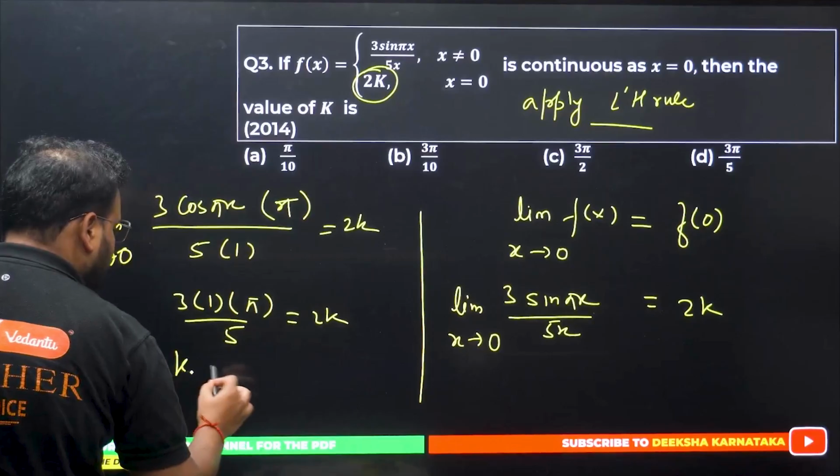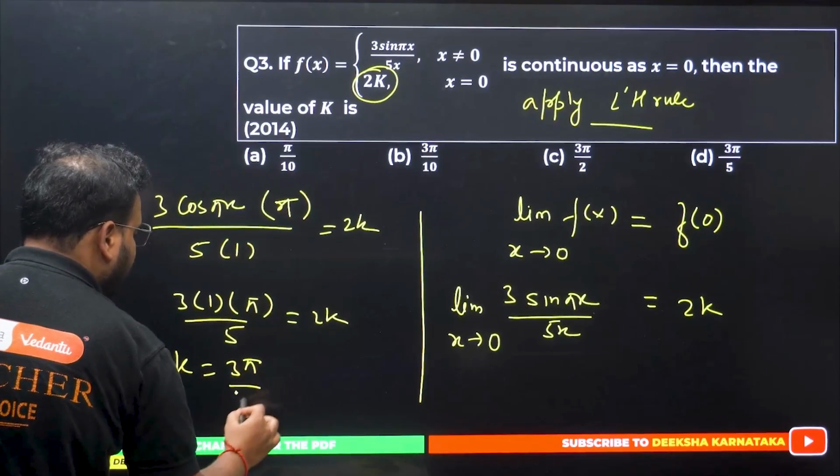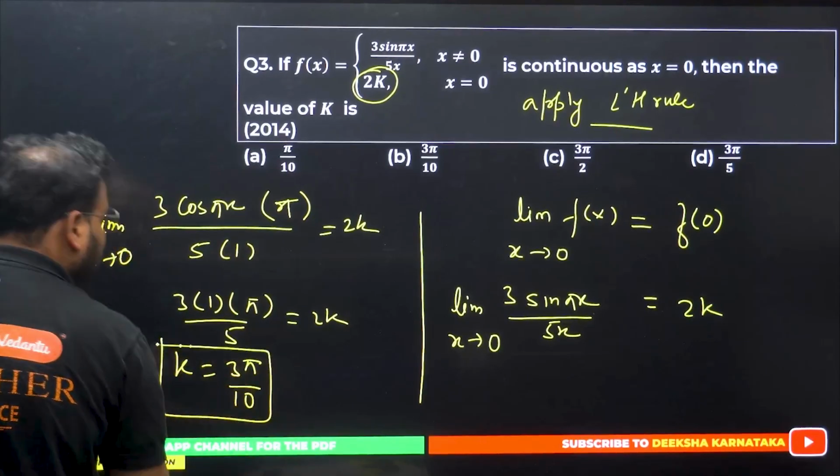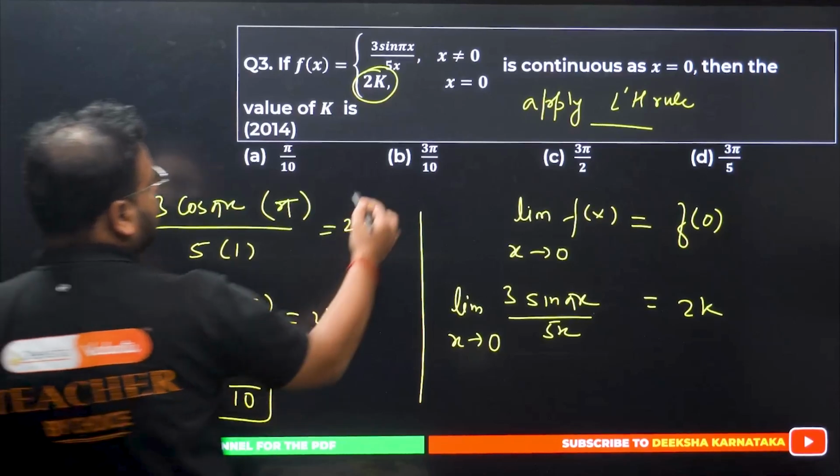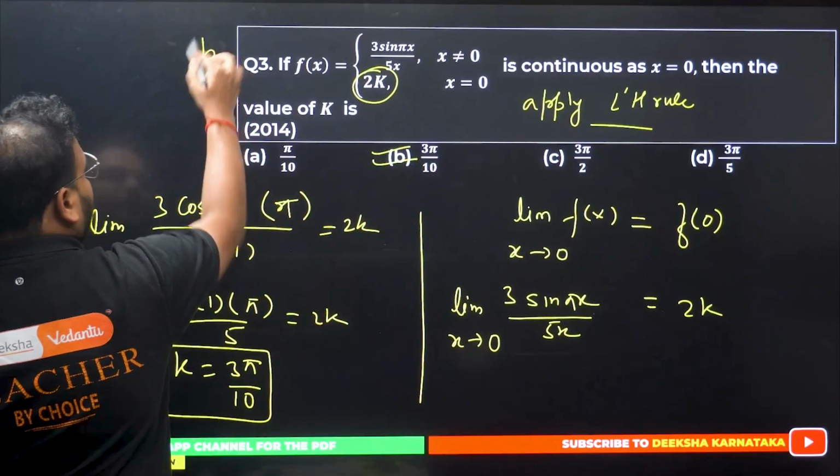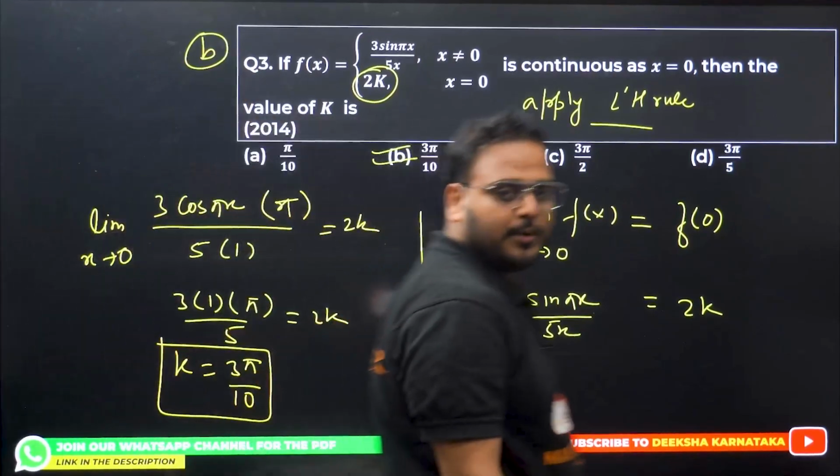Hence answer for this will be what? 3 pi by 10. Sorry, not 3k, 3 pi by 10. Option B is correct. Have a look.